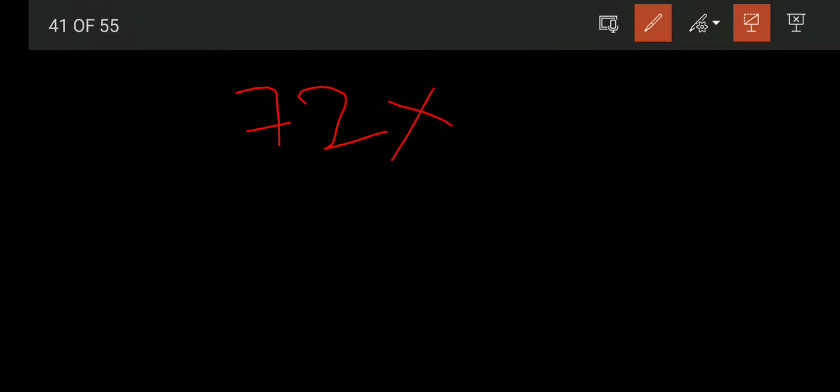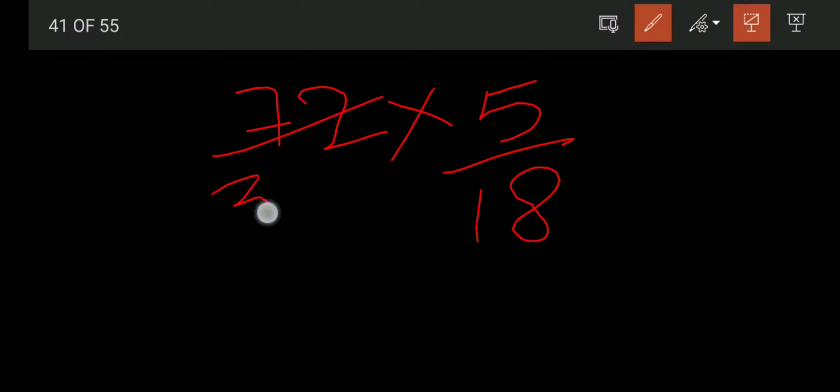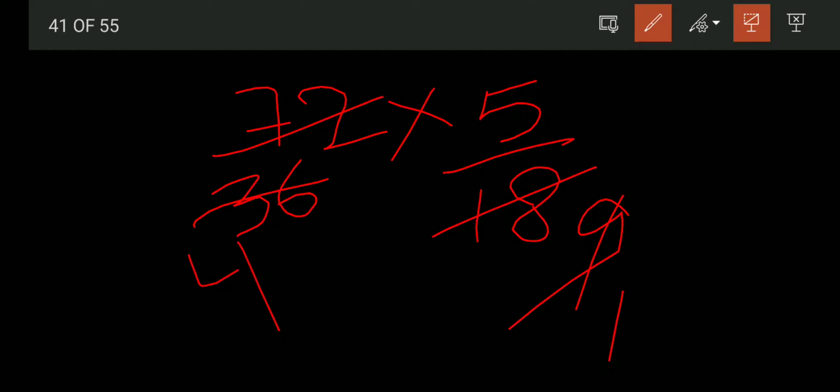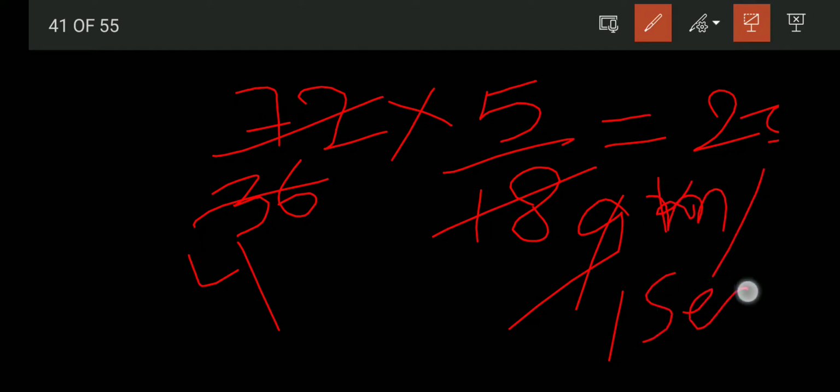72 into 5 by 18. 3, 6. We are cancelling by 2. 9, 9 ones are 9. 9 fours are 36... 4 fives are 20. This is 20 meter per second. So 72 kilometer per hour, when it is converted to meter per second, becomes 20 meter per second.